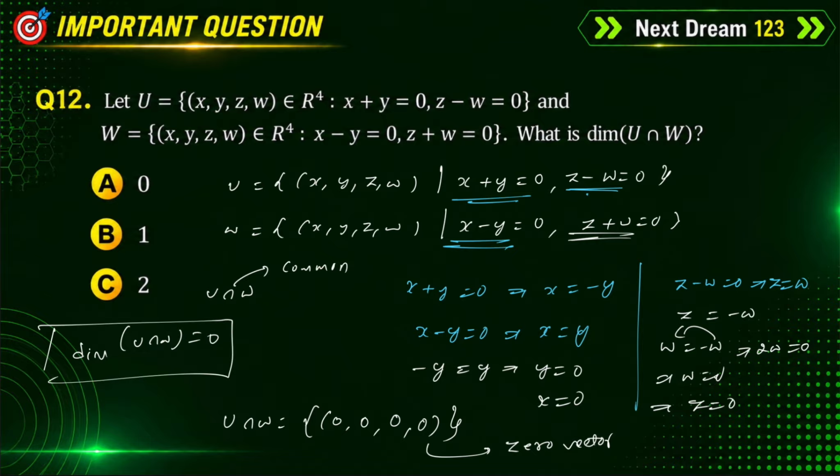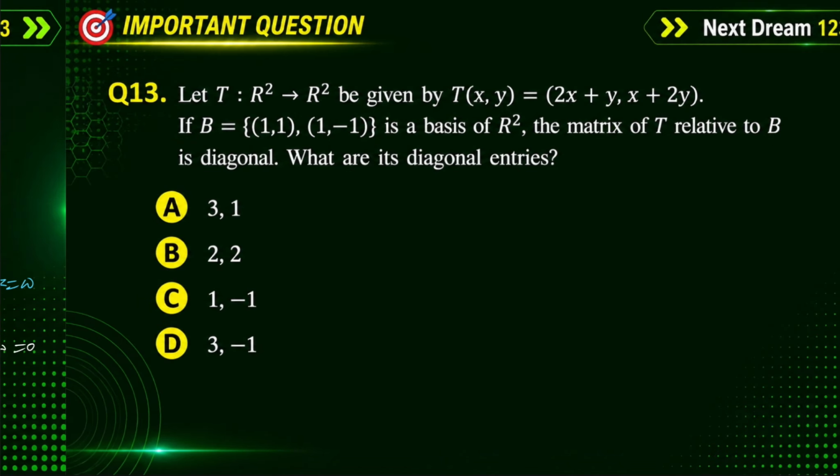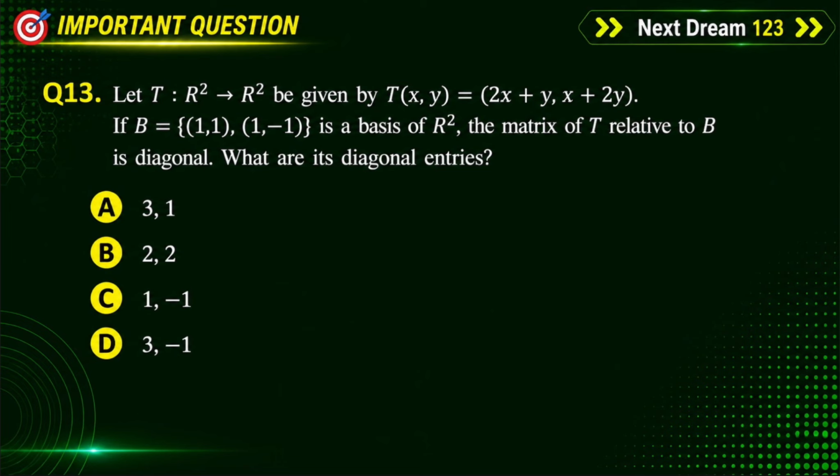Okay, then our option is A. A is our correct option. Whenever they ask something related to intersection, first simplify like this. Find whatever the variables x, y, z, w are. Find all these variables. This is the method. And let's move to the next question.